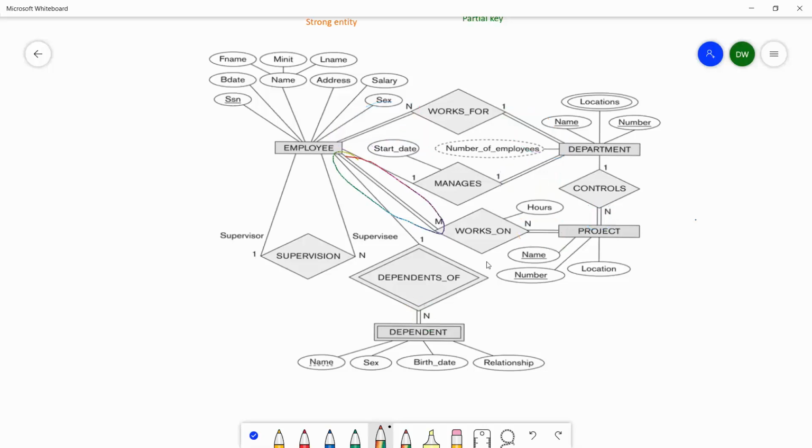So I'm going to erase that, and that is about participation. And here we have another important thing. I'll highlight it here. This is called a recursive relationship, right? I'll write it here.